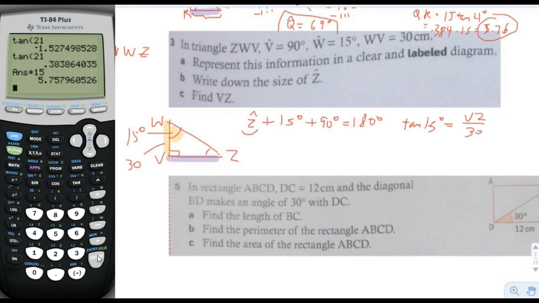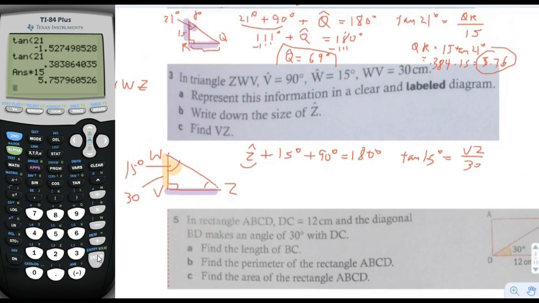And so then we just need to find the tangent of 15 degrees, and then we can put it in there, and then we can solve for VZ. So I'm not going to do that for you here, but you can do that by yourself.